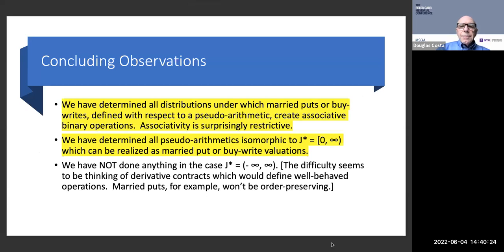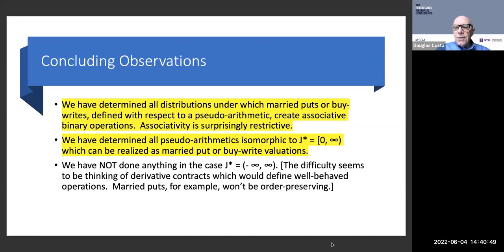So we've determined all the distributions under which married puts, or by rights, covered calls, defined with respect to the pseudo arithmetic, create associative binary operations. We've seen that associativity is surprisingly restrictive, and we can determine all the pseudo arithmetics which can be realized as married puts or by rights in this way.